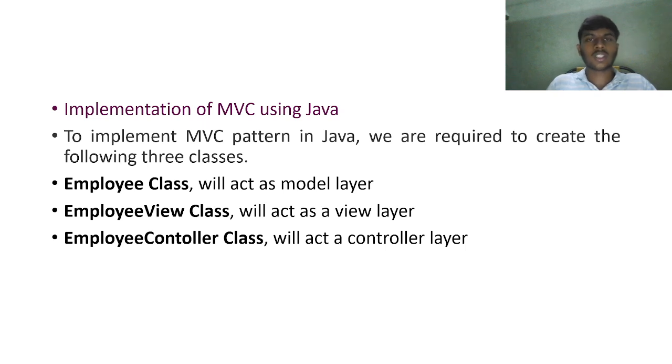Let's see the implementation of MVC using Java. To implement the MVC pattern in Java, we are required to create the following three classes: the employee class, the employee view class, and the employee controller class. So basically the employee class will act as the model layer, the employee view class will act as the view layer, and the employee controller class will act as the control layer.